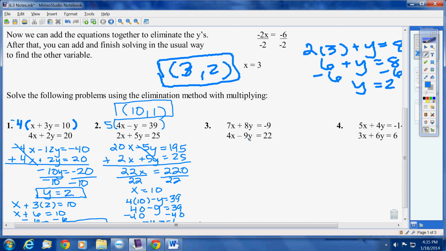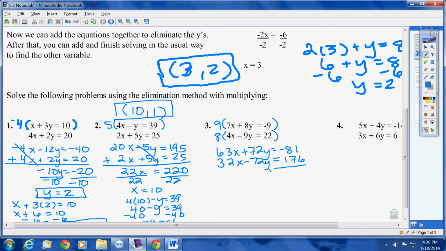What I want to look at here is the largest number that they have in common, called the least common multiple. We've worked on least common multiple in previous grade levels. So the least common multiple of 8 and 9 is 72. That means I need to multiply the top equation by 9 and the bottom equation by 8. Now I'm going to distribute 9 through, so I get 63x plus 72y equals negative 81. Now I'm going to distribute 8 into the second equation. I get 32x minus 72y, and that's going to equal 176.